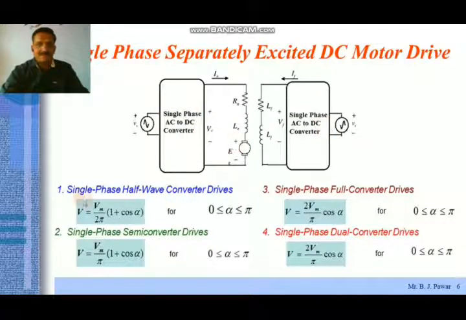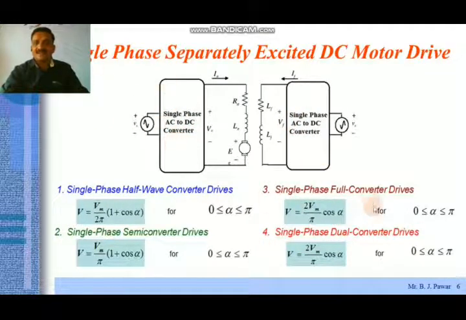Like these blocks, it may be a single phase half wave converter, a semi converter, a full converter, or a dual converter, right? So depending on which type of converter we prefer over here, we can write the armature voltage VA. If it is a half wave converter, then it will be Vm by 2 pi in bracket 1 plus cos alpha. Similarly, if that converter is a single phase semi converter, we already derived the equation for its output voltage, that is Vm by pi in bracket 1 plus cos alpha A, and it will be the armature voltage. The same things are applicable for the field voltage also.